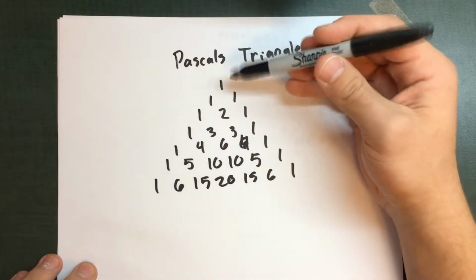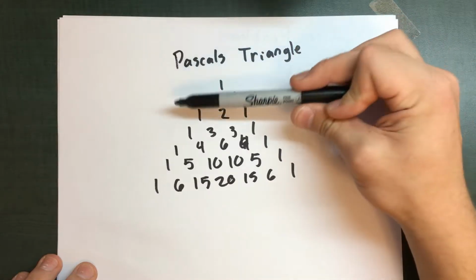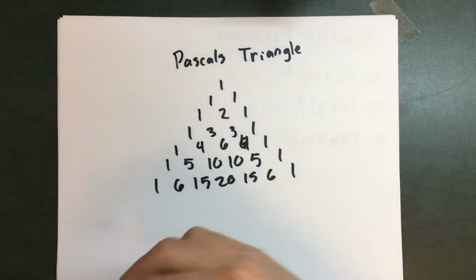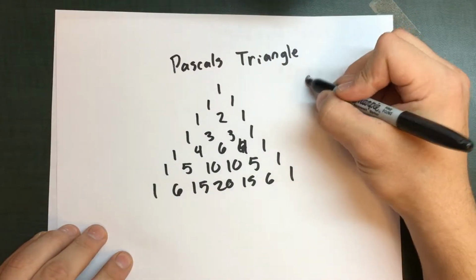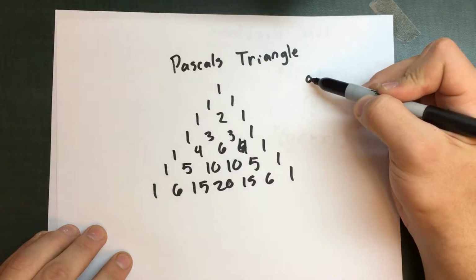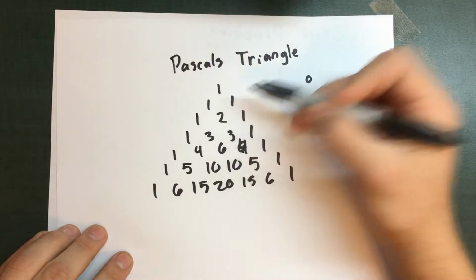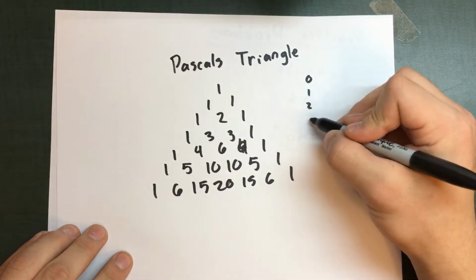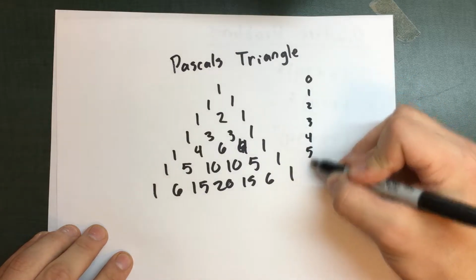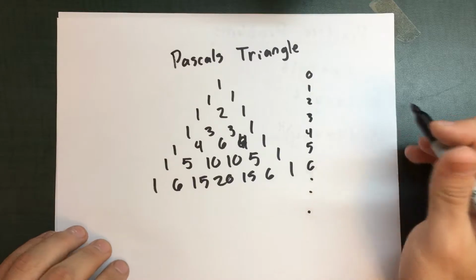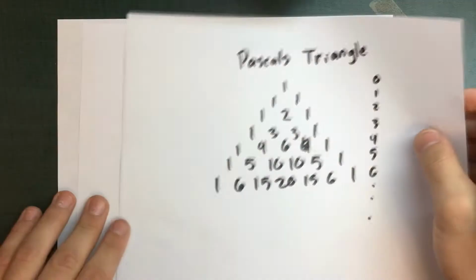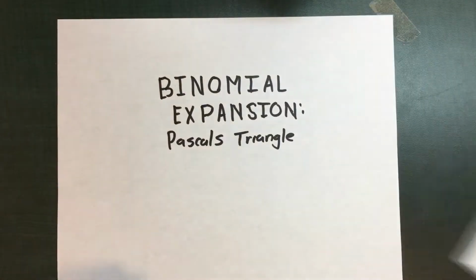Now each layer in the triangle represents the coefficient used in binomial expansion. So we start with 0. Our top layer has a 0 coefficient. Our second layer has a 1, 2, 3, 4, 5, 6, all the way down until how deep in the triangle you want to go. So let's actually have a look at some binomial expansion questions.